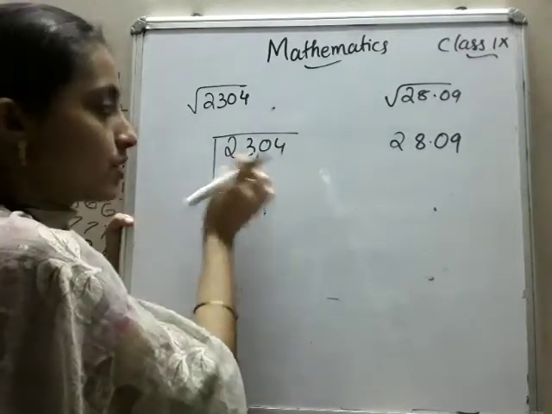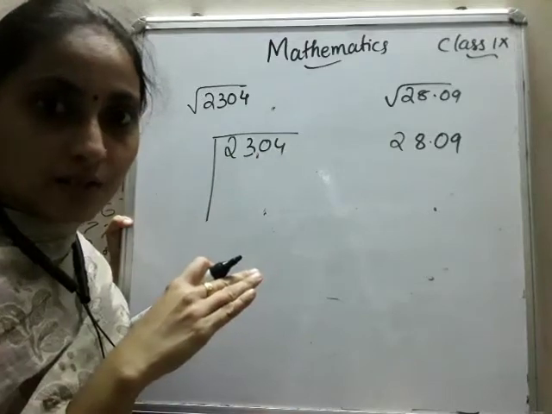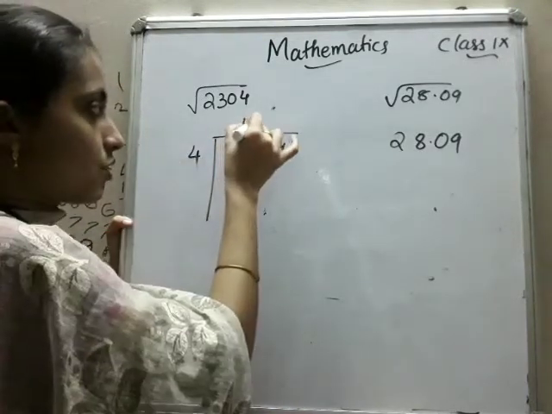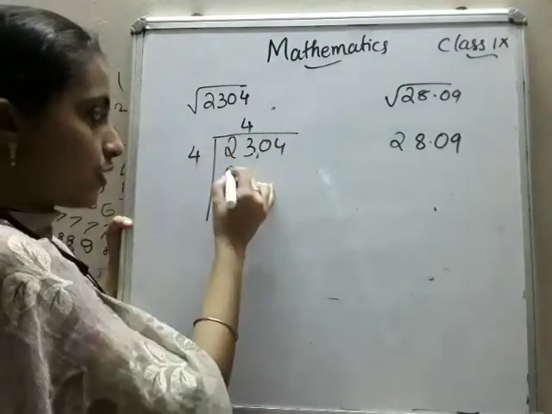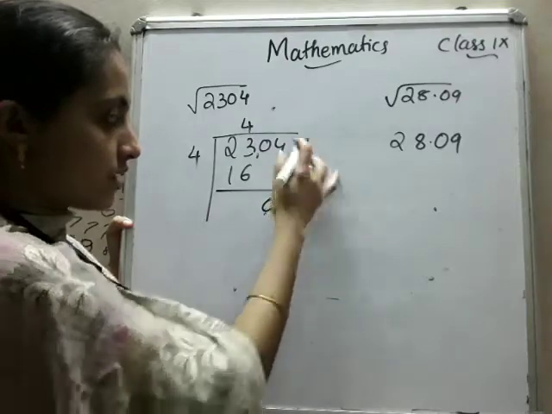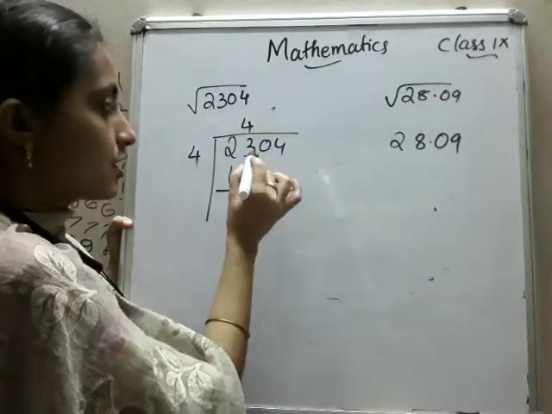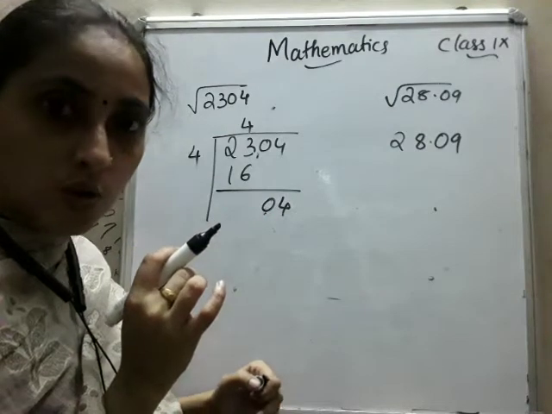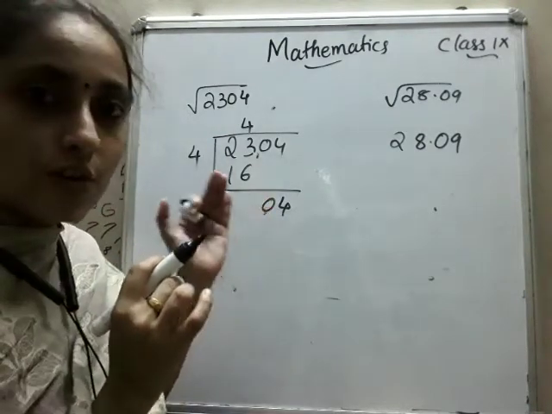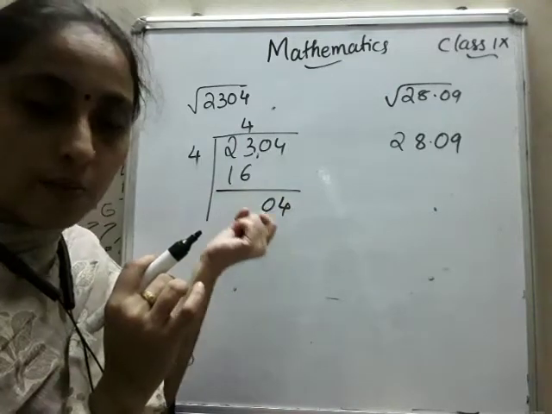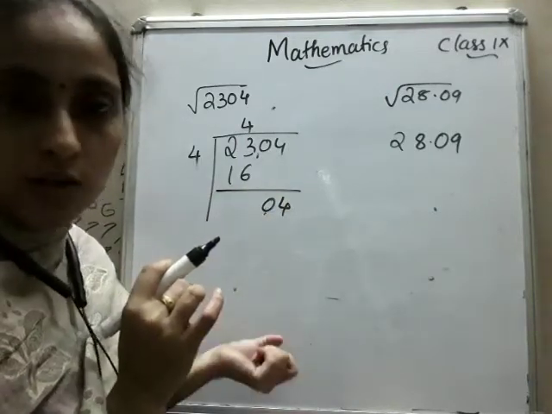At or below 23, which is a perfect square? Yes, only 4 is a perfect square. So you have to put 4 here, and here also you put the 4. So 4 and 4 is what? 16. Then you write 04 like this. While doing the division, only one number you write down, but when you find the square root, you have to write the pair, that means all the members of the group.